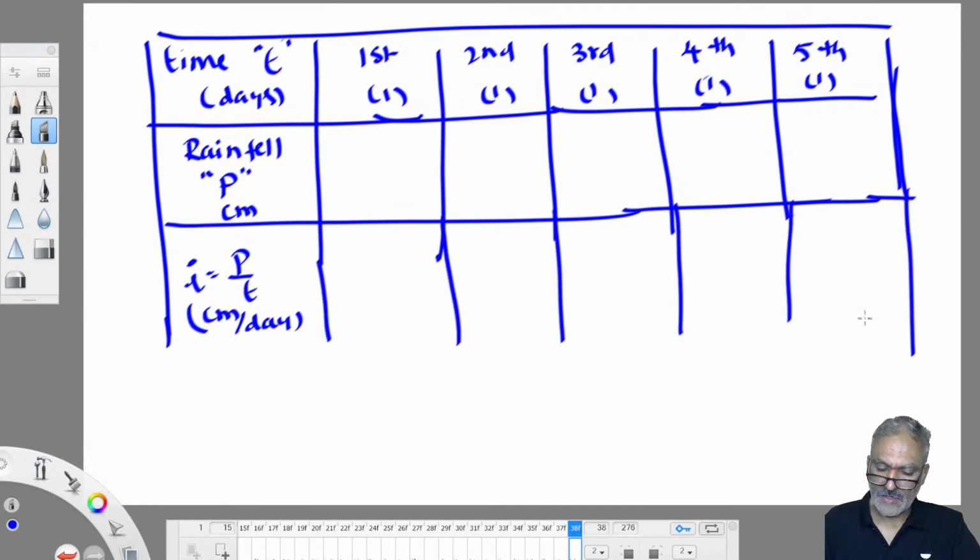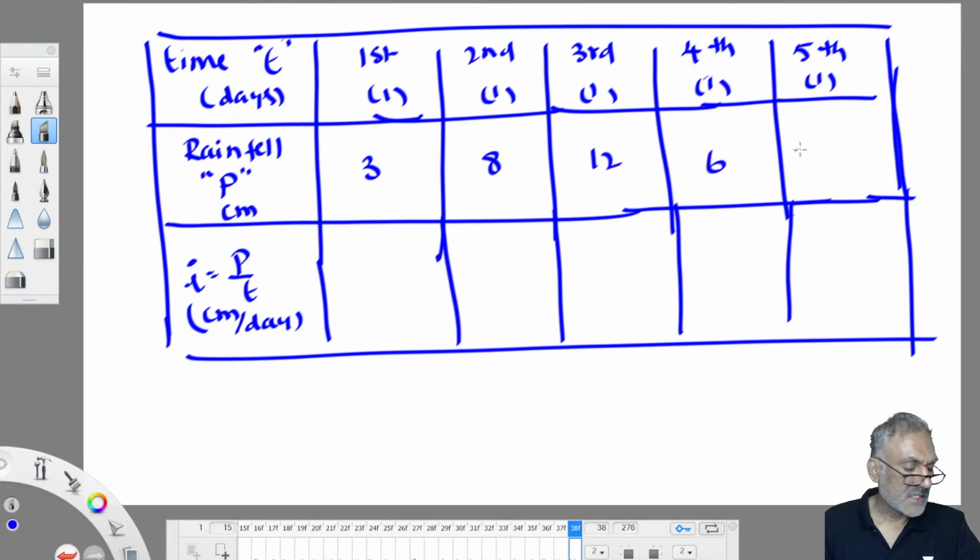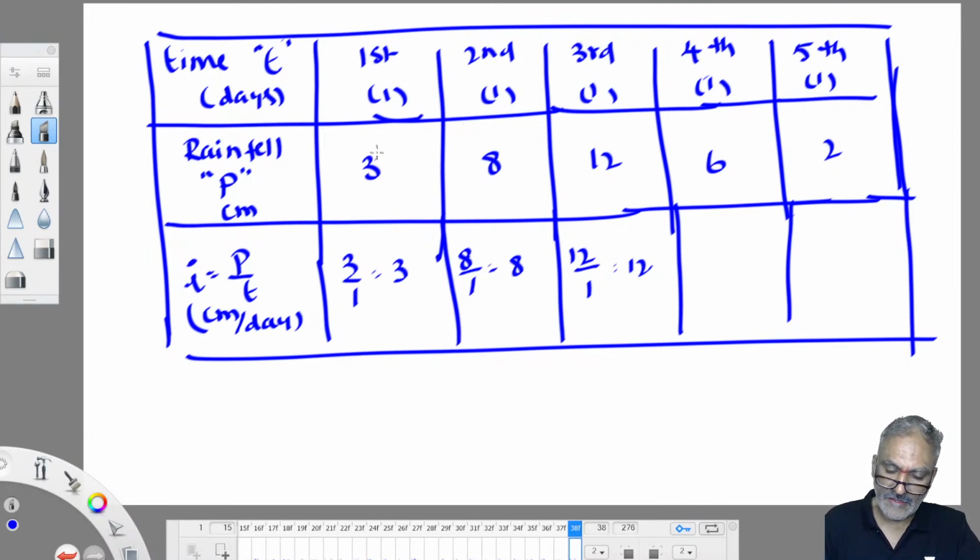So whenever a P value is given, immediately you have to convert it into I values, because you have to compare this value with phi index or W index. Okay? That point you have to remember. 3, 8, 12, 6 and 2. So it is 3 by 1, 3, 8 by 1, 8, 12 by 1, 12. Suppose the time intervals were every 2 days, it would be 3 by 2, 8 by 2, something like that. If the time intervals were every 3 days, 3 by 3, 8 by 3. Okay? So your time intervals are 1 only here.